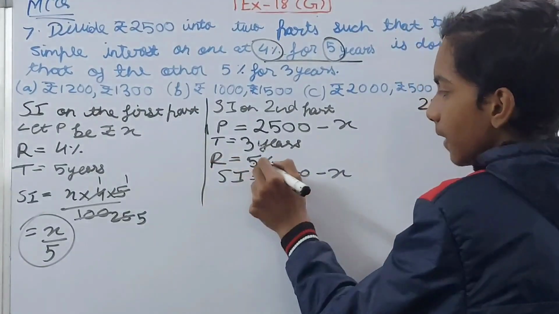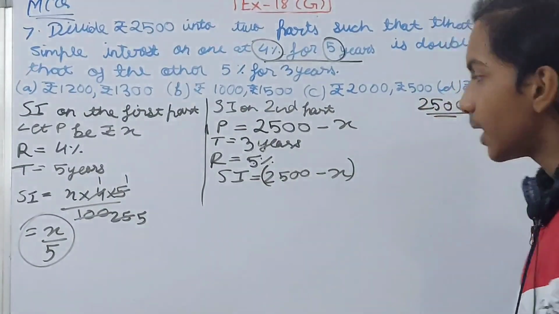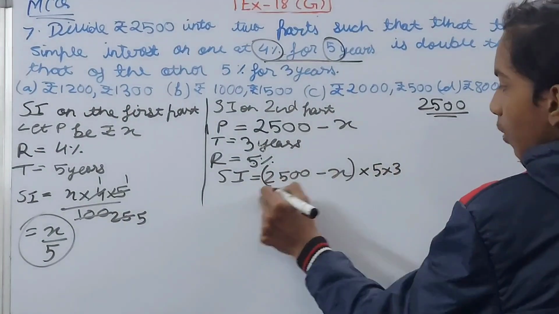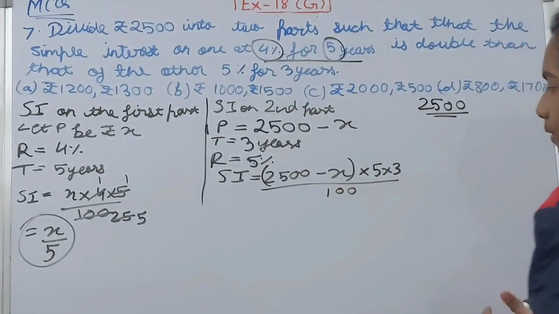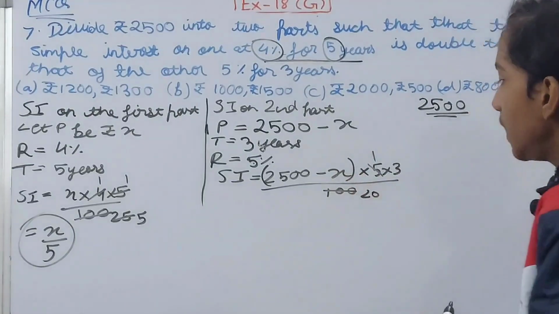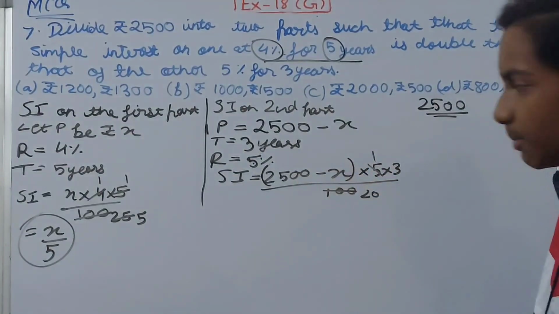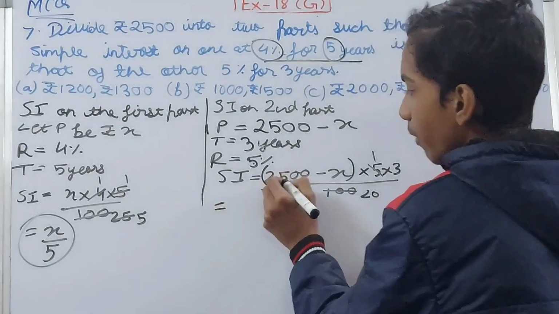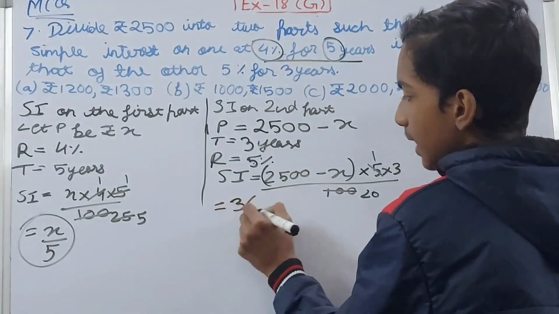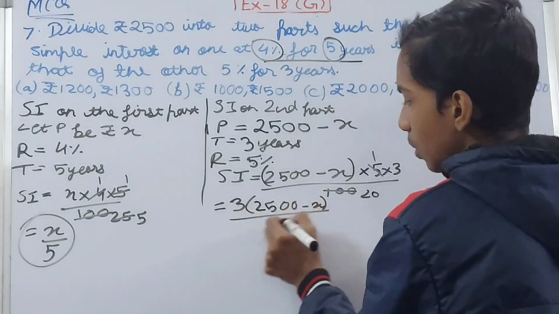Now 2500 minus X, I will keep it here in brackets only because this is not solved yet, into 5 into 3 upon 100. Fine. So again I'll cancel this 1, cancel this 20. Now this 2500 will multiply with 3, and so will this minus X multiply with 3. So here you get 3 into (2500 minus X) upon 20.